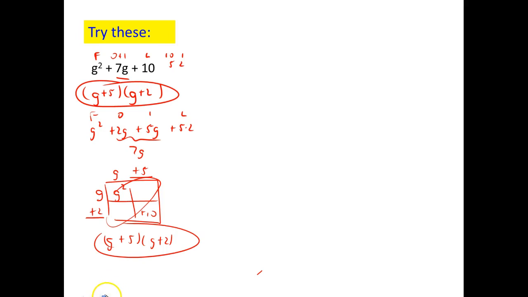Okay, so let's do another example. Here we have v squared in the front, so we know that we have to have v and v. What combinations will get me a positive 20? Well, that's 20 times 1, 10 times 2, or 5 times 4. And since everything's positive, we just need to figure out which are going to add to 21. Well, that's obviously a 20 and a 1.